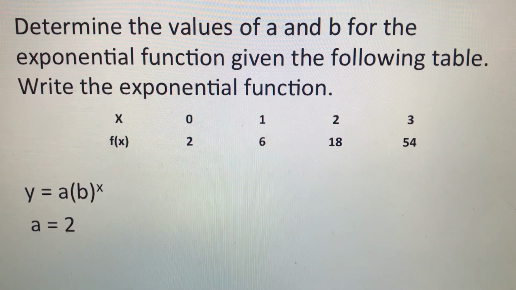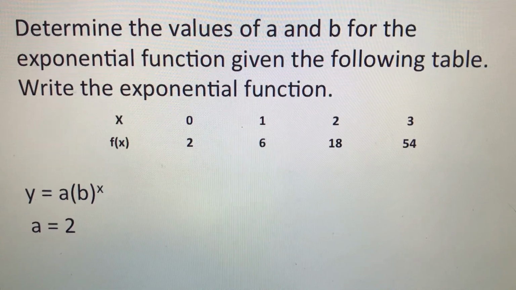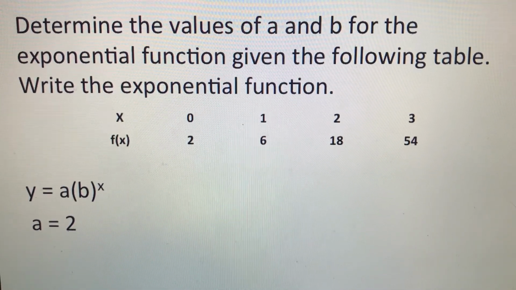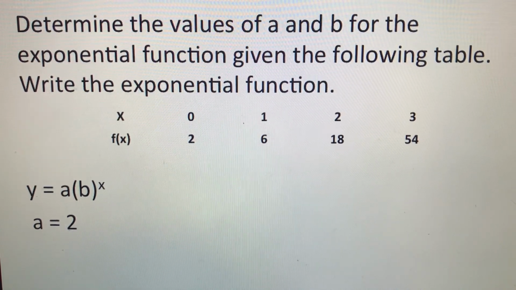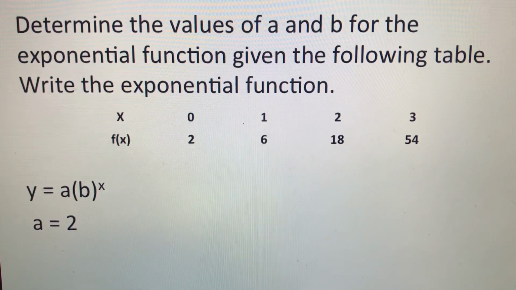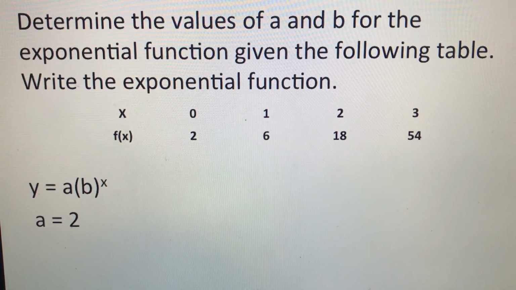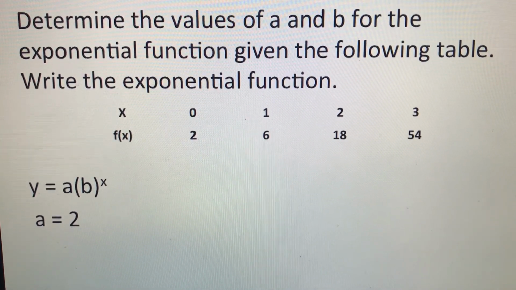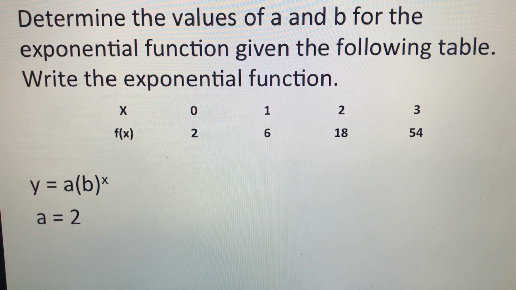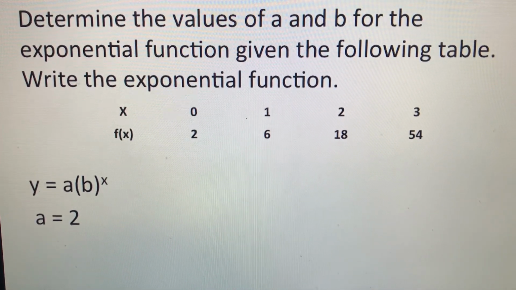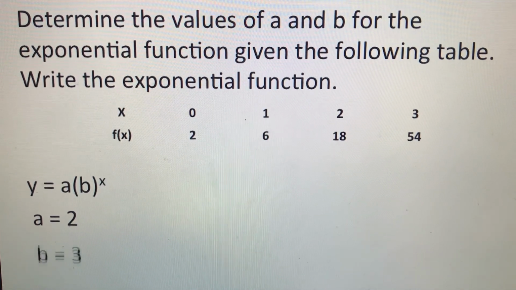B is rate of change, which can either be growth or decay. By looking at the table, we can tell it's growth, seeing all of the y values are greater than 1. To get to each value, you are multiplying by 3. 2 times 3 is 6, 6 times 3 is 18, and 18 times 3 is 54. So we already know our b value equals 3.